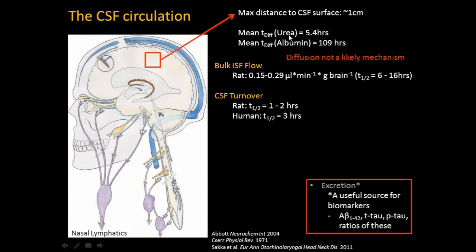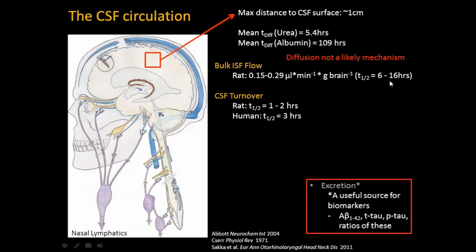So albumin and urea, in this case, would flow with the interstitial fluid, independent of their size. So large molecules would flow in this river at the same speed as smaller molecules. And when calculations have been done looking at gross rates of bulk flow in the rat, you end up with a half time of turnover for the interstitial fluid of about 10 hours or so. When you compare that to the rate of CSF turnover within the ventricular system, you see that it's quite a bit slower, on the order of 1 to 2 hours for rat CSF.